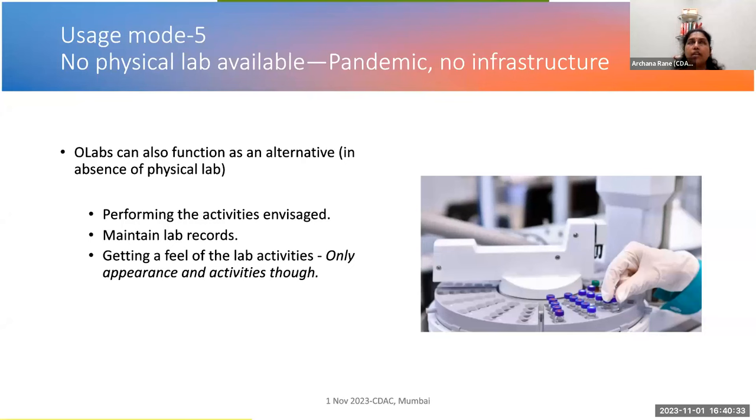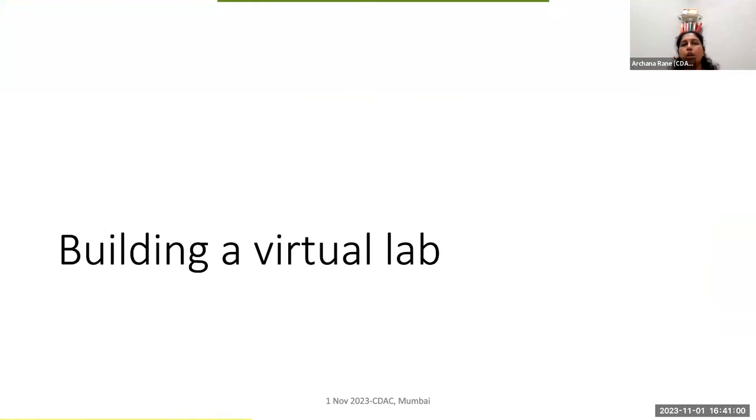So let them perform the activities as envisaged. Instead of not doing it at all, let them do it in virtual labs. Let them maintain the lab records, the observation tables, and the conclusions. This will give them a feel of the lab activity. Of course, only through the appearance and activities, the other things which they can see in a physical lab, they will not be able to see. But still, they will get a feel of the lab activity rather than not doing it at all. Okay. So that is about virtual labs, types of virtual labs, the ecosystem of a virtual lab, and examples of a virtual lab. Okay.